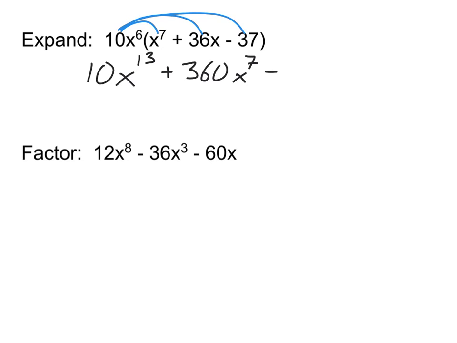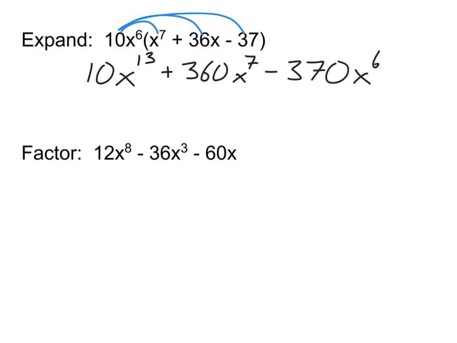And then we do the 10x to the 6th times that 37. The minus stays a minus, by the way. And so 37 times 10 is just 370. And the x to the 6th stays x to the 6th. And that's our final answer. That is now expanded. Remember that factoring, which is what we're going to be doing next over here, is the exact same thing, just in reverse.